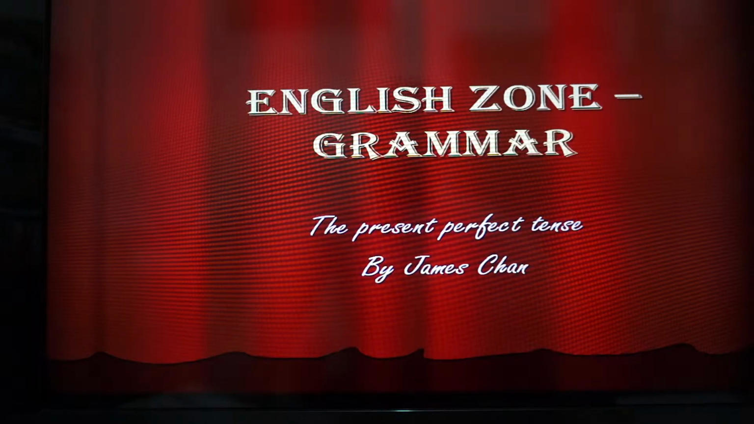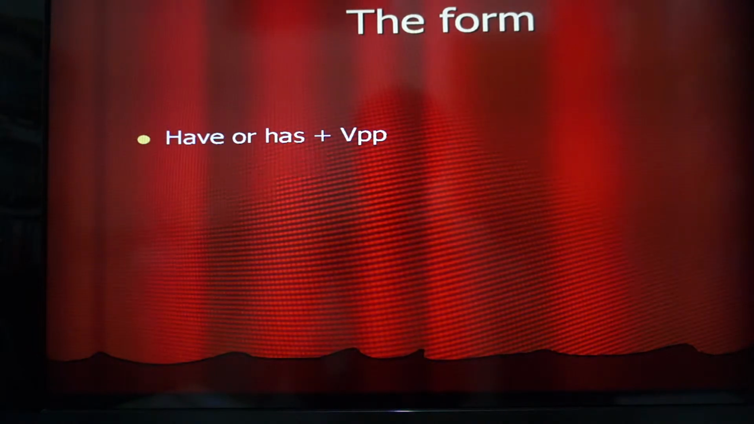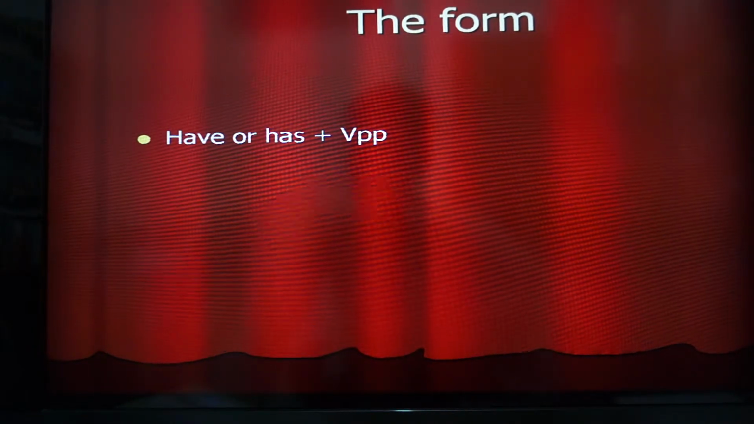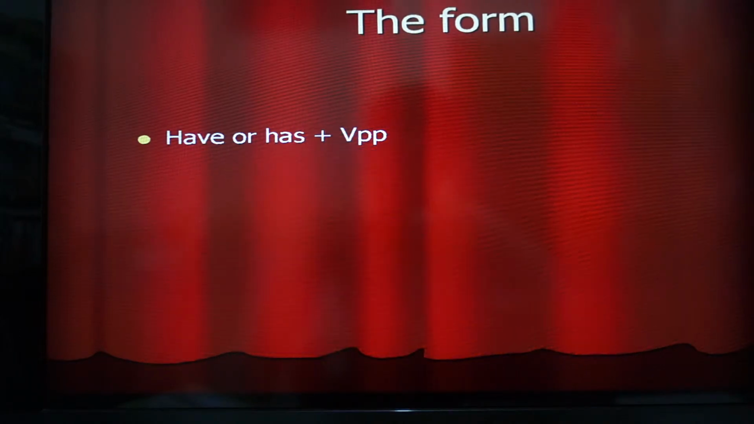The topic of today is the present perfect tense. We are going to learn when to use and how to use the present perfect tense. First, the form. We use have or has with verb PP. Verb PP means verb past participle. What does it look like?